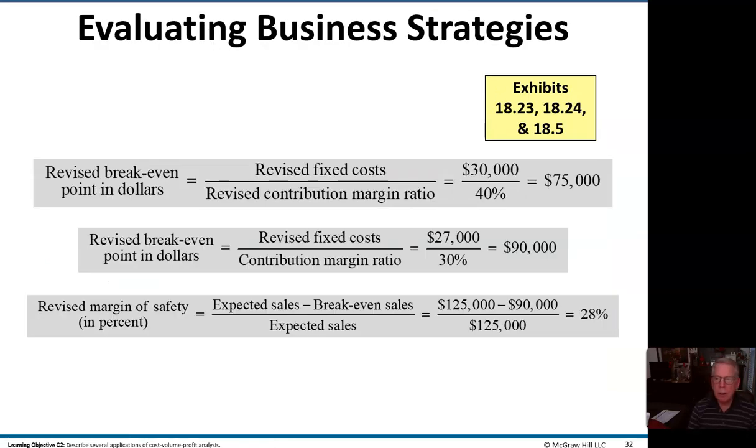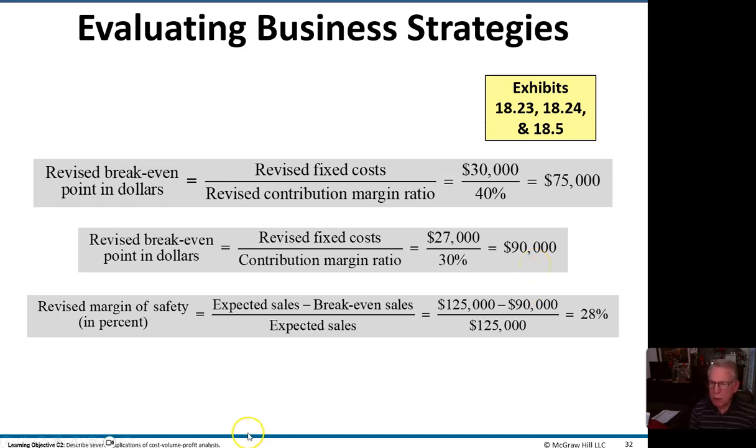Okay. So if we're revising our break-even point in dollars, here's our revised fixed costs, our revised contribution margin ratio. That means our revised break-even point in dollars is going to be $75,000. And if we wanted to revise the break-even point in dollars from our original estimate, which was 27,000 of fixed cost goes to 30,000, and a contribution margin of 30% that goes to 40%, that would give us the revised break-even point of 90,000.